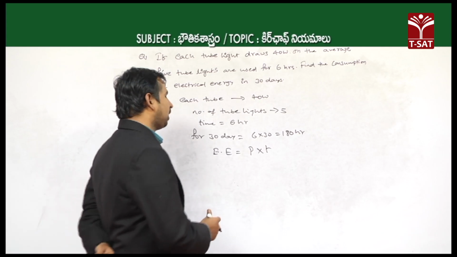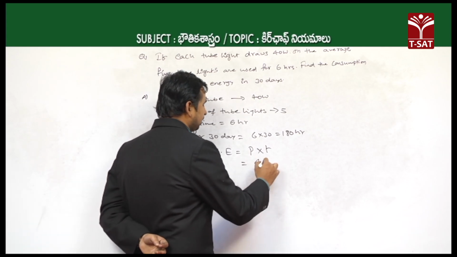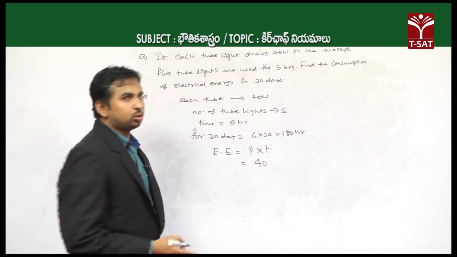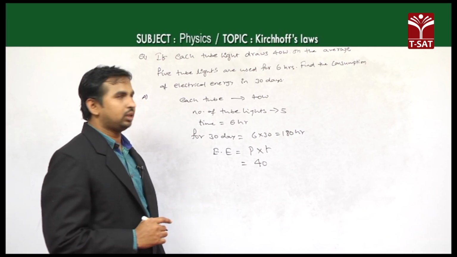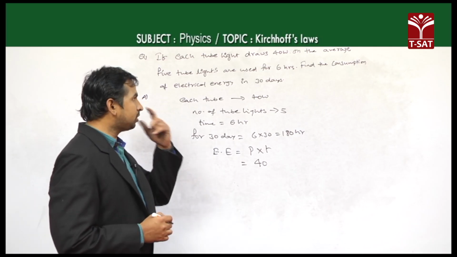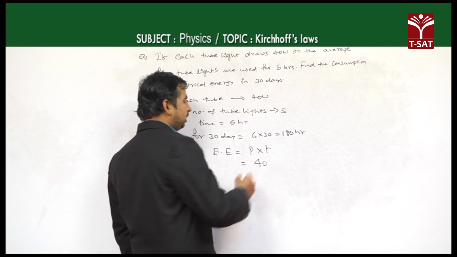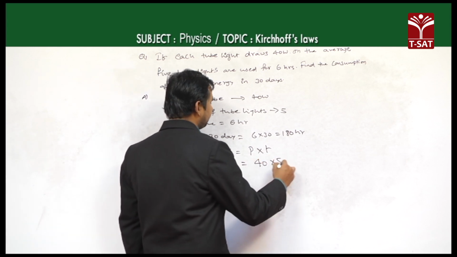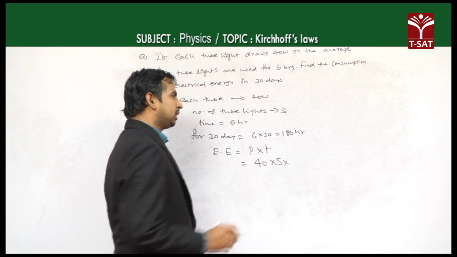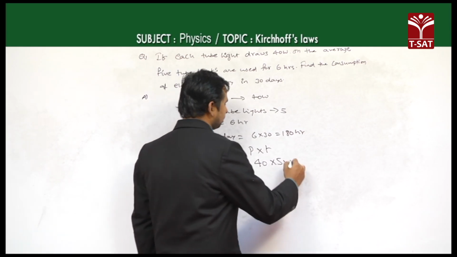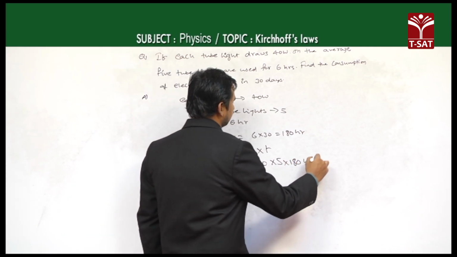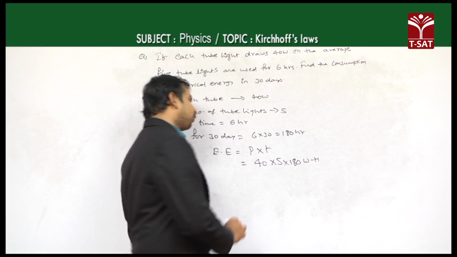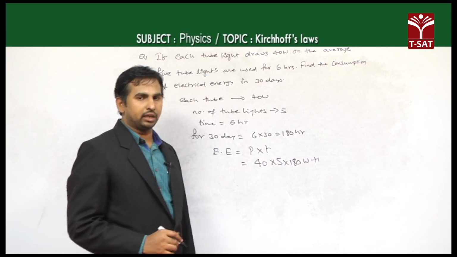Each tube light is drawing 40 watts, and we are using 5 of them, so 40 watts into 5. The total time consumed here is 180 hours, so 180 watt hour. Then 40 into 5 into 180 watt hour.